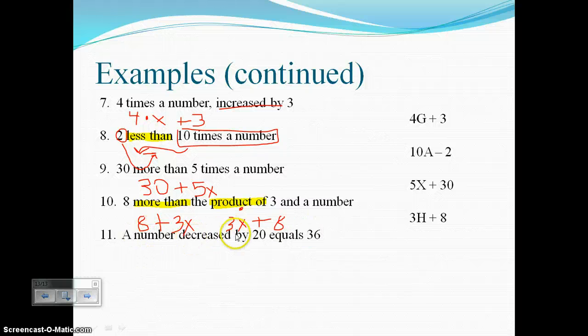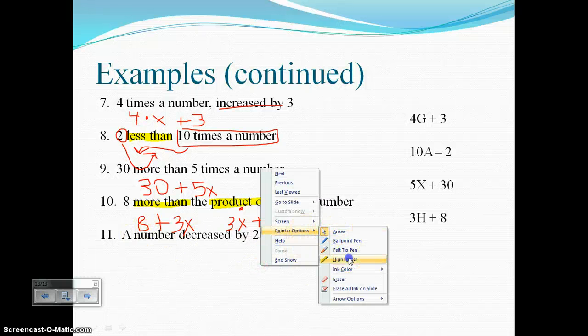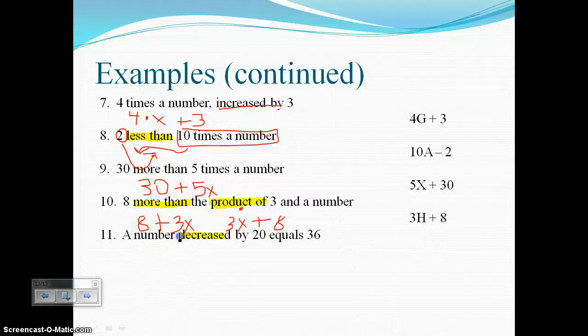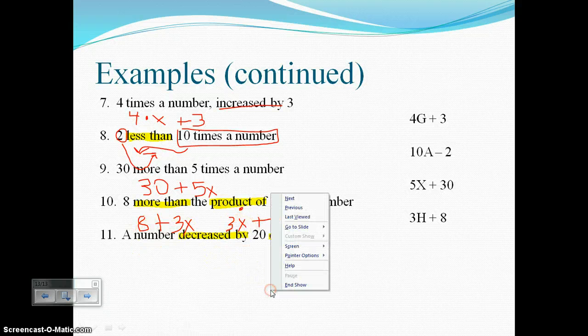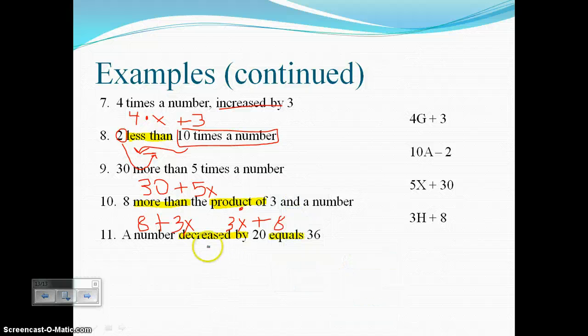A number decreased by 20 equals 36. So we have a number decreased by, so decreased by is our keyword, and equals is our keyword. So we have a number decreased by, well, what does decreased by mean? Yes, it does mean to subtract. So we have a number decreased by 20 equals 36.